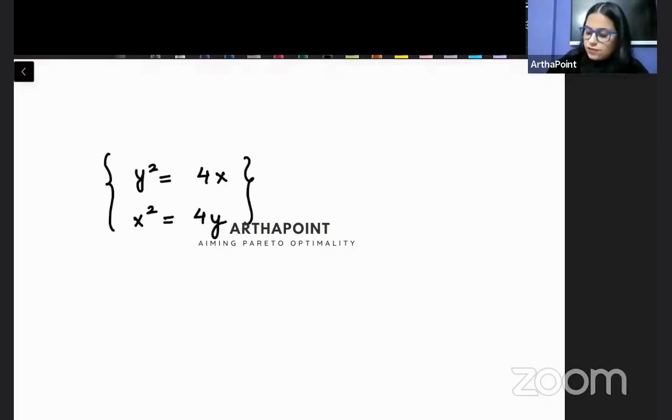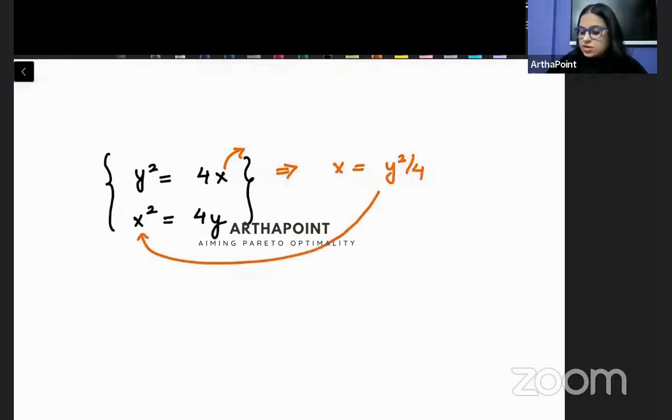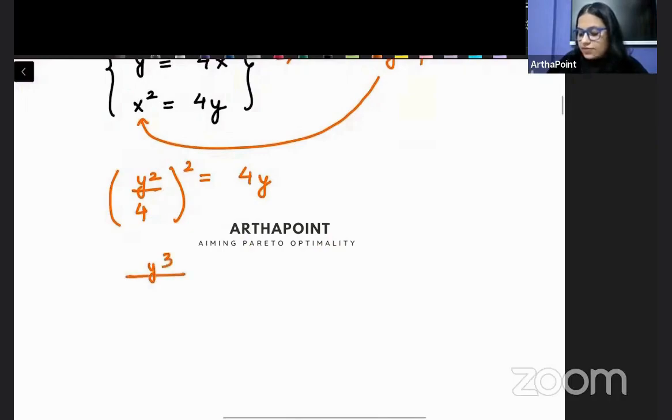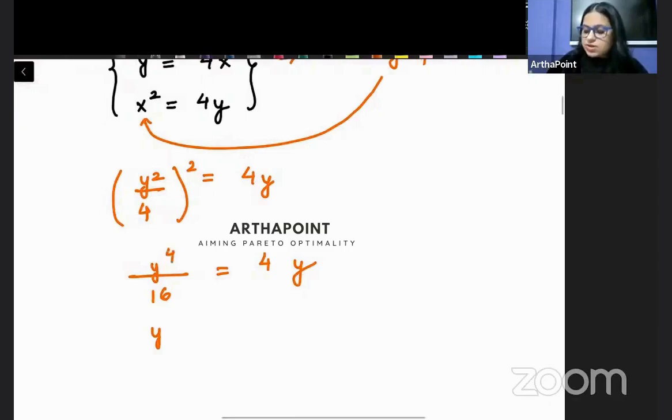So here instead of x, मैं यहाँ से x का value निकाल लूंगी. So I will get x is equal to y square by 4. And I will put this x here. So x की जगह पे I will plug y square by 4 whole square is equal to 4y. क्या आ जाएगा बेटा? I will get y to the power 4 by 4 into 4, 16, is equal to 4 into y. हाँ बेटा. Sorry, not y cube, y to the power 4. I just went one step ahead. So now I will just cancel one y and I will get y cube is equal to 64.